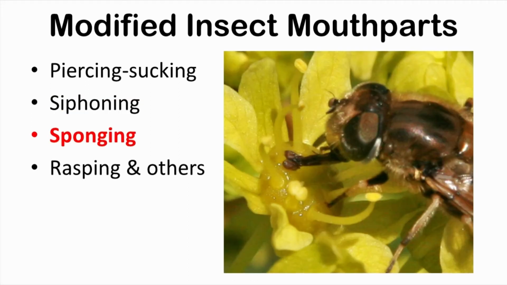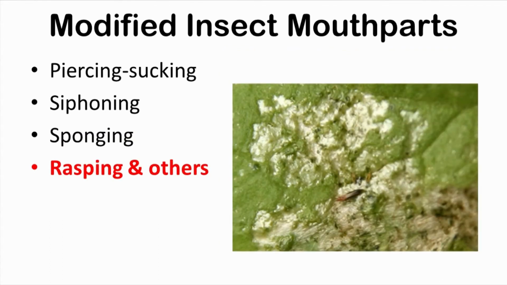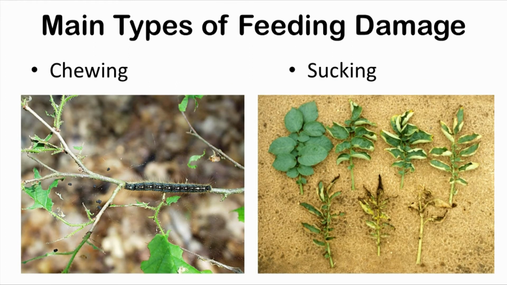Another common type is the sponging mouthparts, which appear as a conical process with sponge-like lobes at the end used to soak up liquids. Many of the flies, including houseflies and fruit flies, have sponging mouthparts and often use enzymes to liquefy the food before feeding. There are many other modifications such as for rasping, but the majority of plant-feeding insects have either chewing or piercing sucking mouthparts.